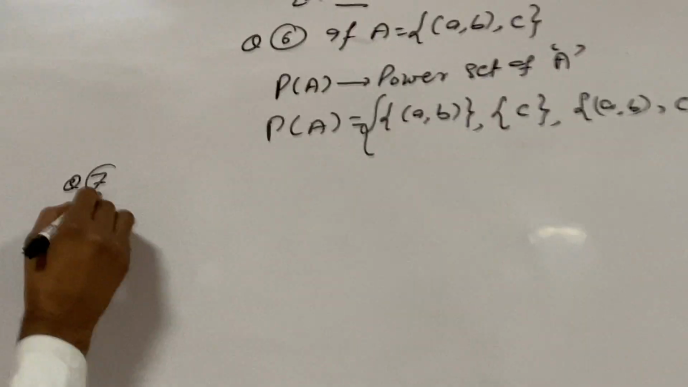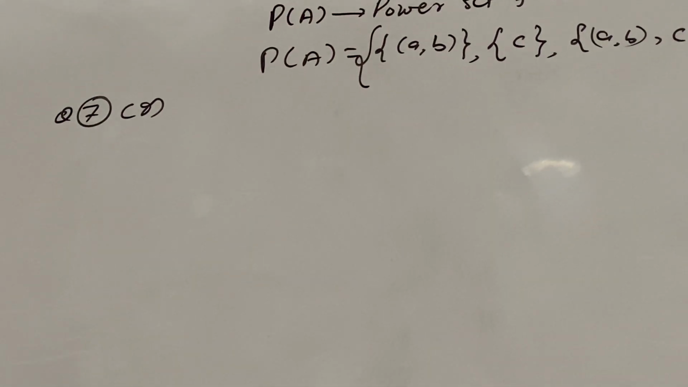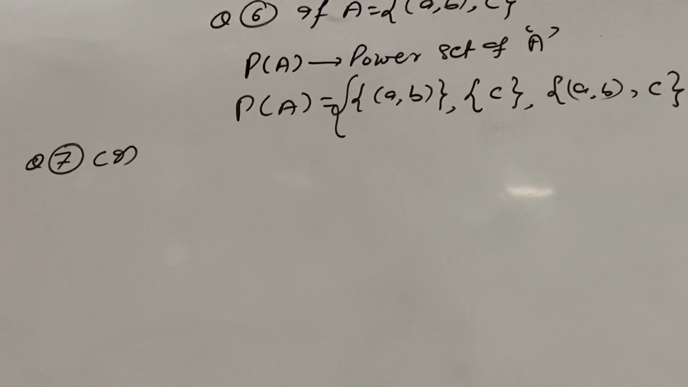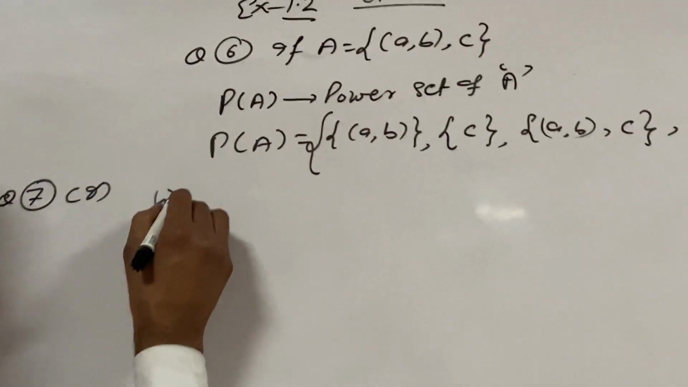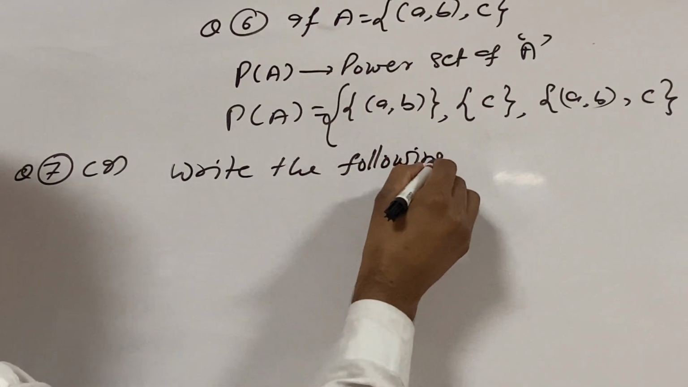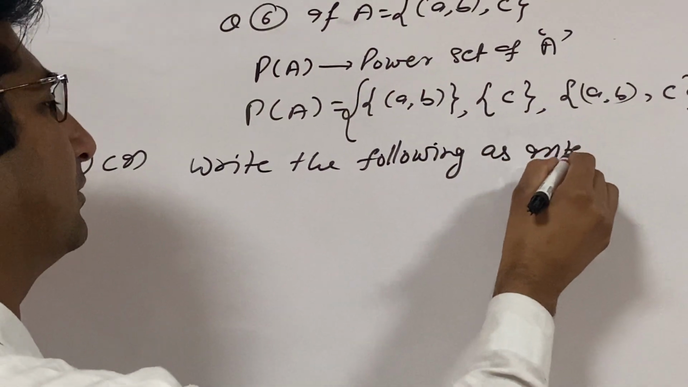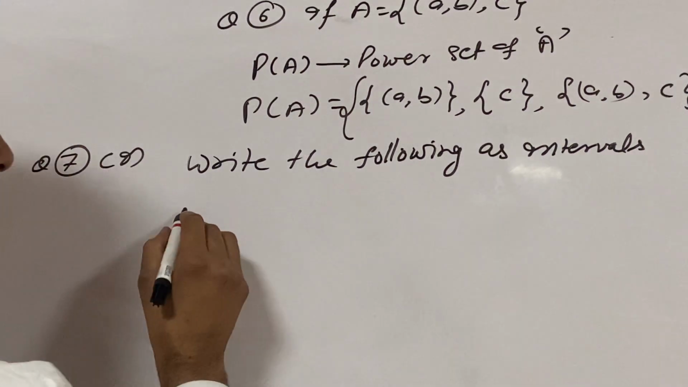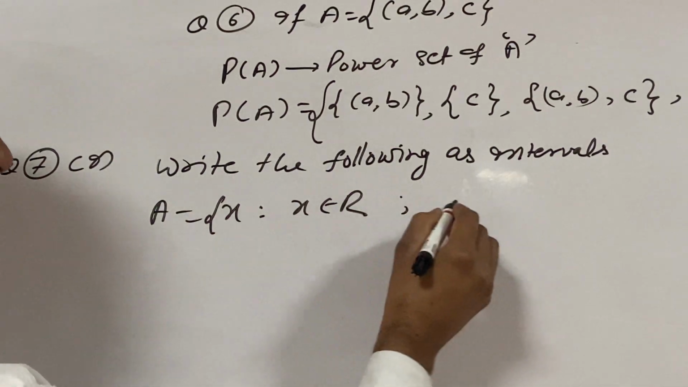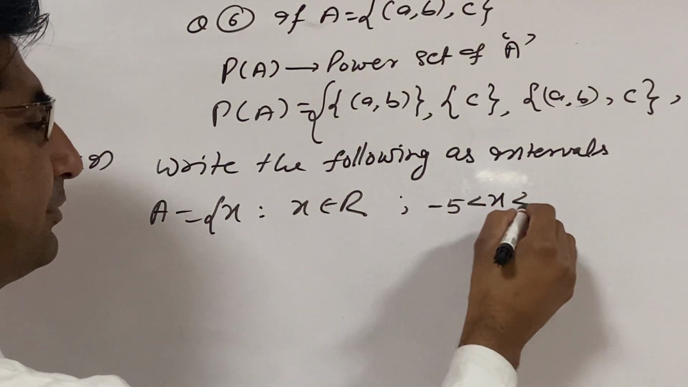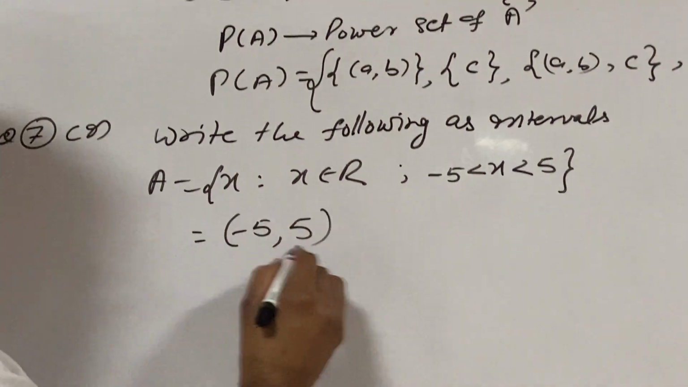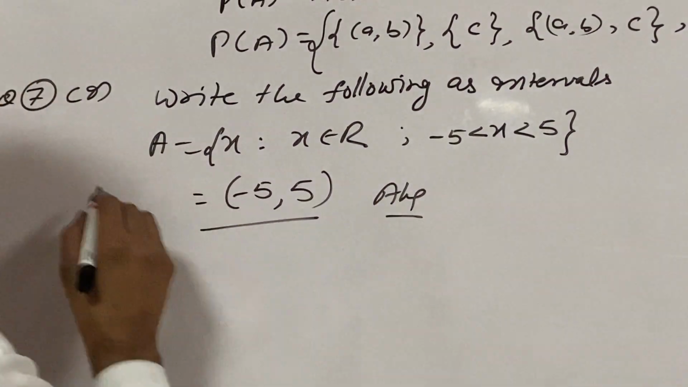Question number 7, first. Write the following in interval form. Set A equal to {x such that x belongs to real number and x lies strictly between minus 5 and 5}. It means this will be equal to (-5, 5) in the open bracket. That is the answer. This is your first part.